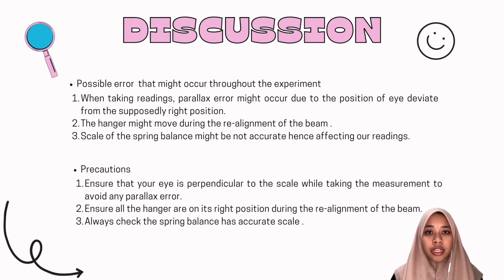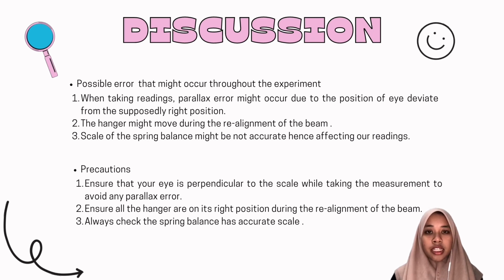While handling this experiment, there might be some possible errors that occur. First, when taking readings, parallax error might occur due to the position of the eye deviating from the right position. Next, the hanger might move during the realignment of the beam. And lastly, the scale of the spring balance might not be accurate, hence affecting our readings.